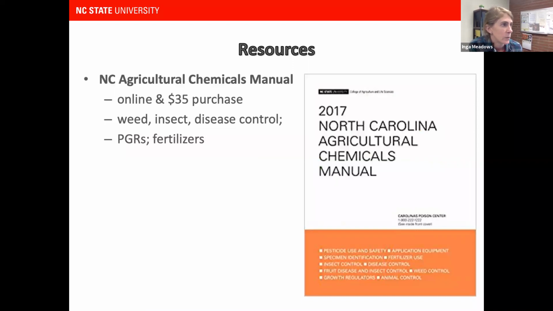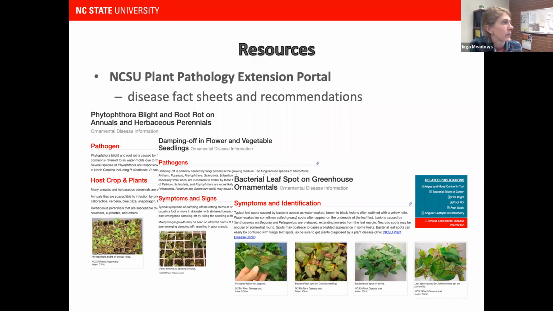The NC Ag Chem Manual, I've got the 2017 version up there, but of course the 2020 version is out. Again, it's free online, but if you want it in hand, it's $35 to purchase, but it's really helpful for weed, insect, and disease control. It's also got PGRs and fertilizers in there, so it's a really good resource. My team has been updating some disease fact sheets and recommendations, and I've got a list of three of them there that are up and ready to go. Lots of good pictures and hopefully some helpful diagnostic tips. So those are available online.